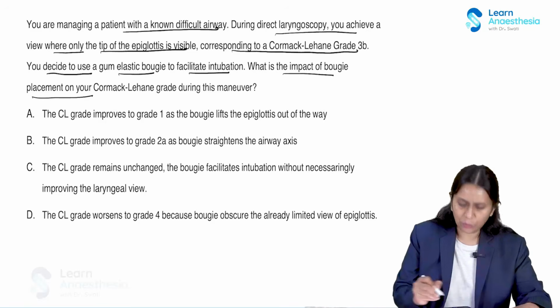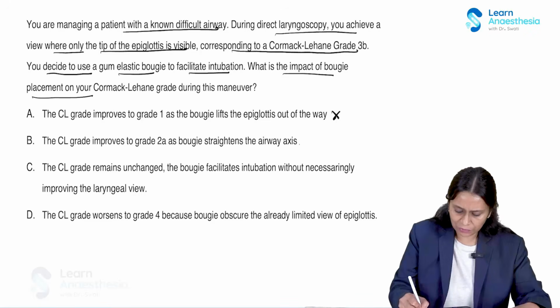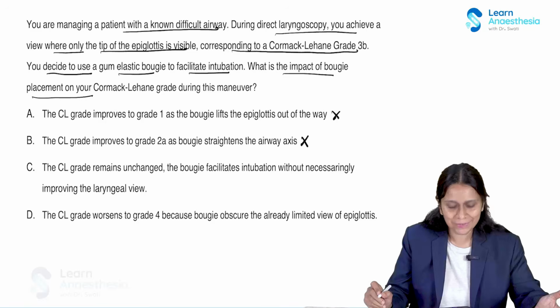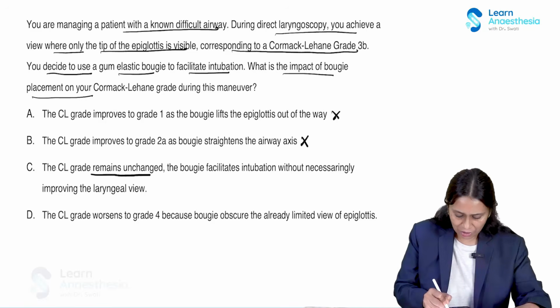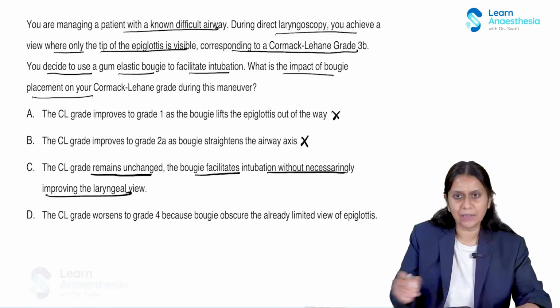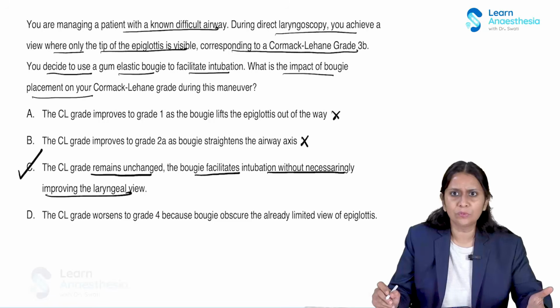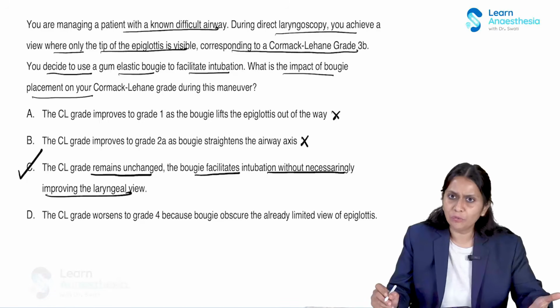The CL grade improves? The bougie can never improve the CL grade. The CL grade remains unchanged. Bougie facilitates the intubation without necessarily improving the laryngeal view. Yes, bougie assists in intubation, but it cannot improve the CL grade. If you want to improve the CL grade, you have to change to videolaryngoscope.